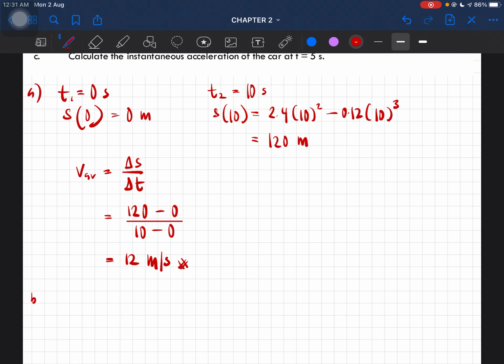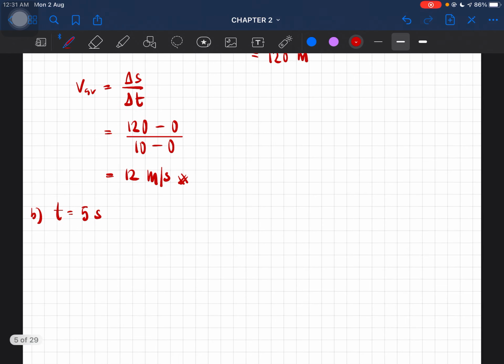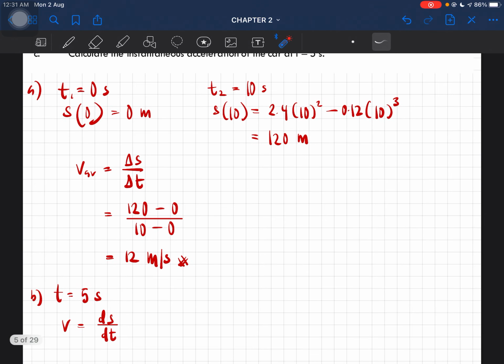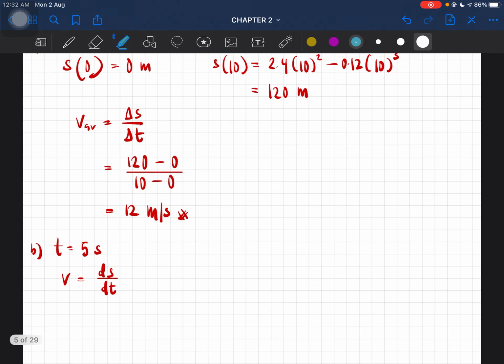Okay, next we have to find the instantaneous velocity at t equal to 5 seconds. We know that the velocity is equal to ds over dt. So how do we get an equation that shows the velocity as a function of time? Now look at this carefully. The question has given us a displacement equation. It is not on velocity.